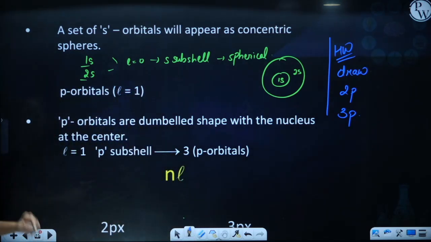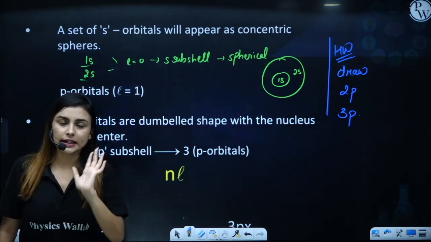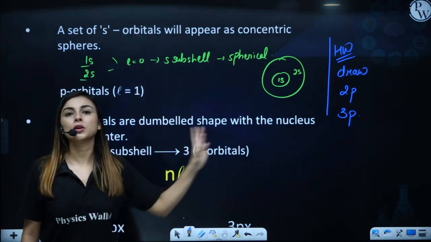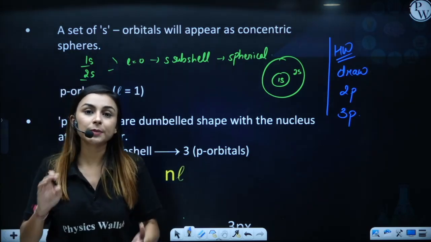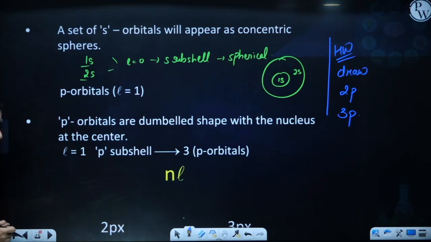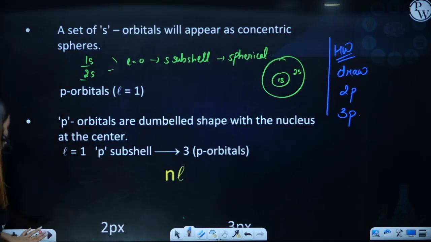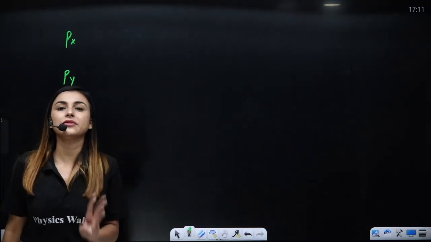Okay, let's move forward. P orbitals are dumbbell shape with the nucleus at the center. I have told you that, my dear students. L is equal to 1 is the P subshell and it will have 3 P orbitals, and all the P orbitals will be dumbbell shaped. Now, we are going to write the various shapes along particular axes as well. You have three different orbitals of P. Now, how do you name them, my dear students? I'll just tell you. You name them as PX, PY and PZ. These are the three different P orbitals.